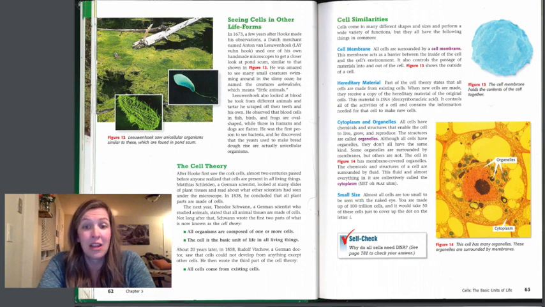Small size. Almost all cells are too small to be seen with the naked eye. You're made up of about 100 trillion cells, and it would take 50 of these cells just to cover up the dot on the letter I.